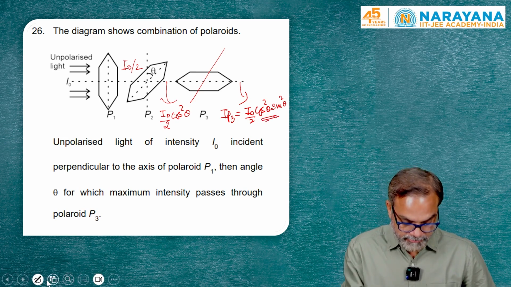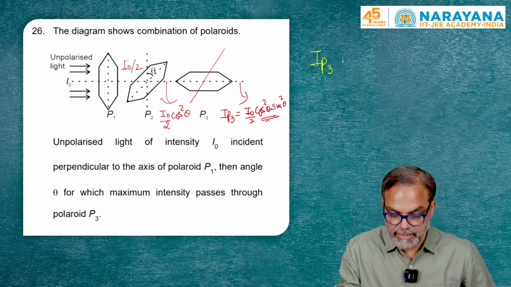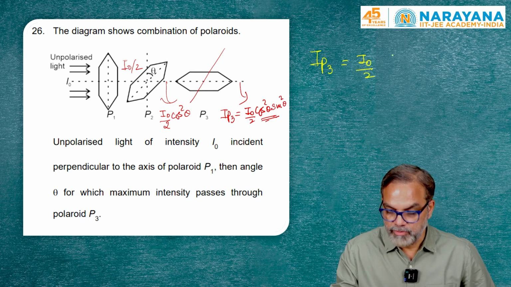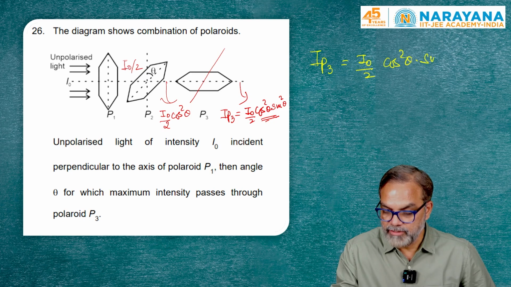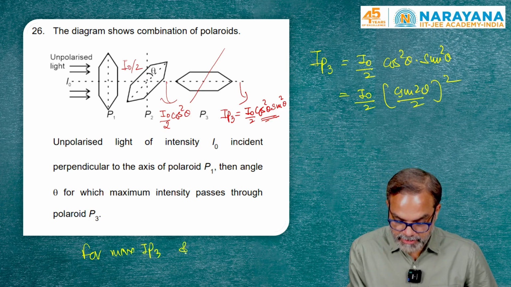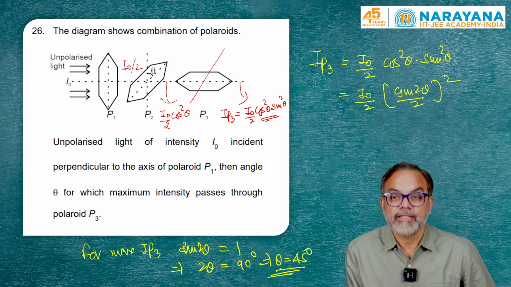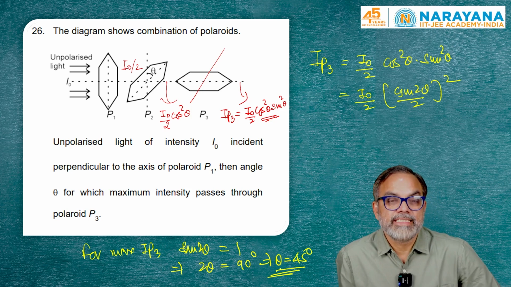So once we get IP3 as I naught by 2 cos square theta into sine square theta, we can manipulate slightly: I naught by 2, so this becomes sine 2 theta by 2 square. Obviously for maximum IP3, sine 2 theta should be 1. That implies 2 theta should be 90, and that gives us theta should be 45 degree. So this is the answer.